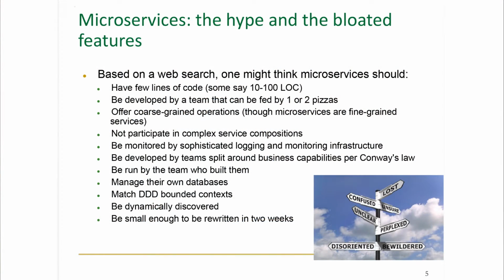Microservices should offer coarse-grained operations. Granularity of the operations in a service contract is very important. And there are trade-offs to consider: composability, performance. And it's very hard to say, hey, this is the right way. You need to ponder the trade-offs for each service. All right, so I don't think that can characterize what's a microservice. They should not participate in complex service compositions. So as a general rule, it's debatable.